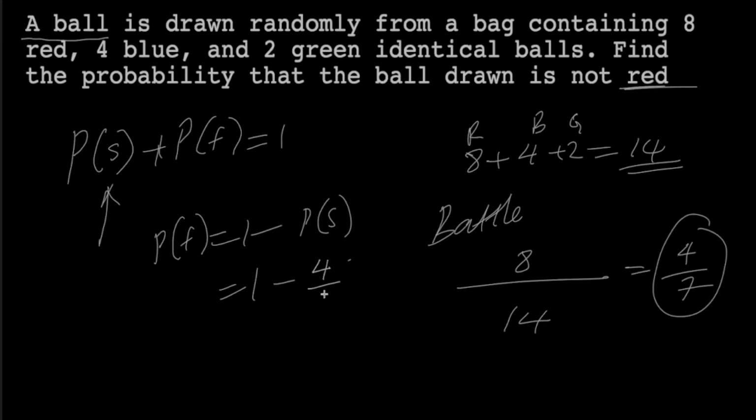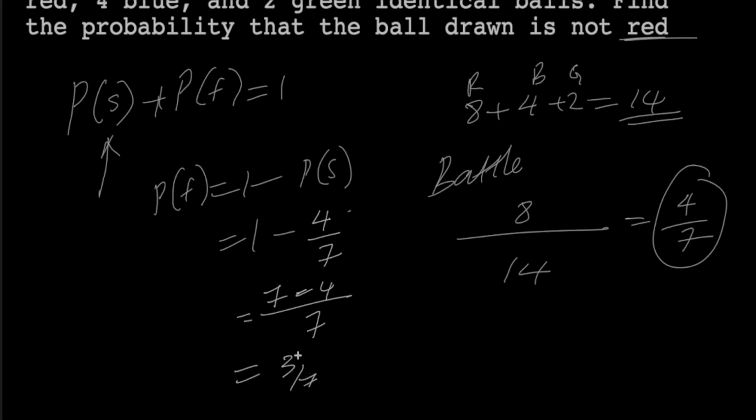We have to subtract it from 1. So this is the probability that the ball drawn is not red.